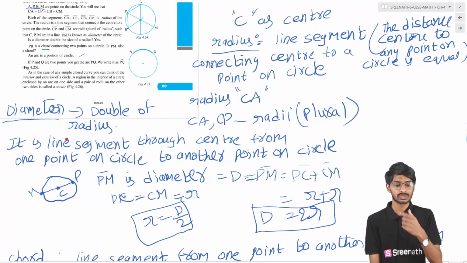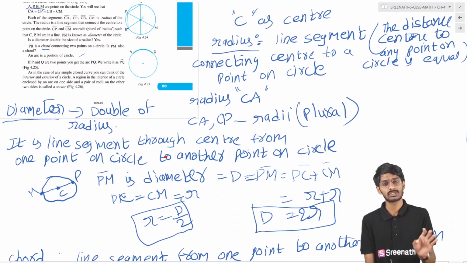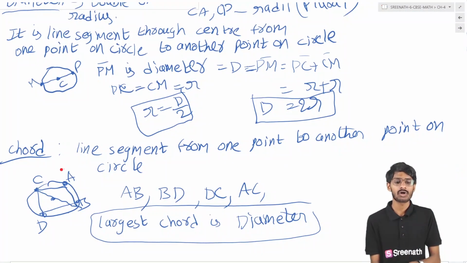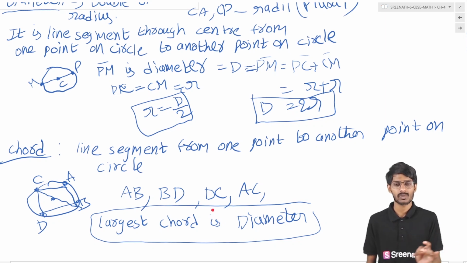Then diameter. The diameter is nothing but a line segment passing through the center from one point on the circle to another point on the circle, students. And diameter is equal to 2 times radius, d equals 2r. And a chord is a line segment from one point to another point on the circle. It may or may not pass through the center. So what is the largest chord? The largest chord is the diameter, which means the line segment which passes through the center.